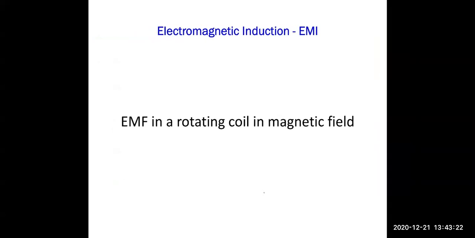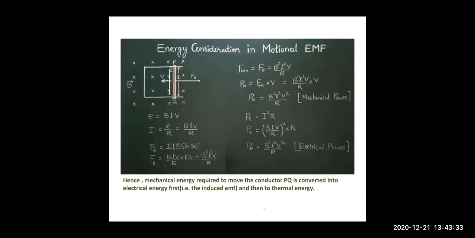Now let's talk about the energy when we are having a motional EMF. Does it obey the energy law? Let's see children. This we have already discussed, that as we place the conductor in magnetic field, and if we move the conductor, then induced EMF will be there, right? Now suppose you are having a conductor over here and the length of the conductor is L, and you are moving the conductor in uniform magnetic field B, right?